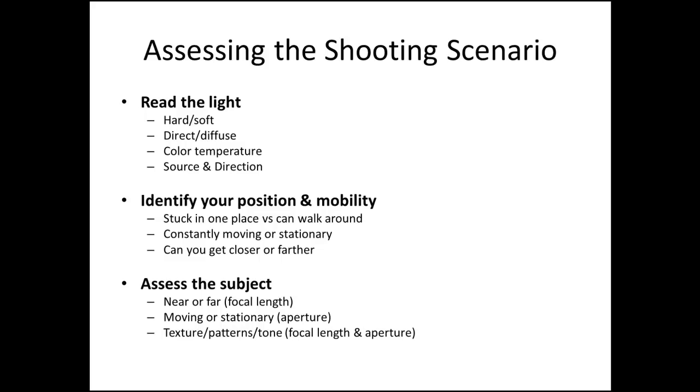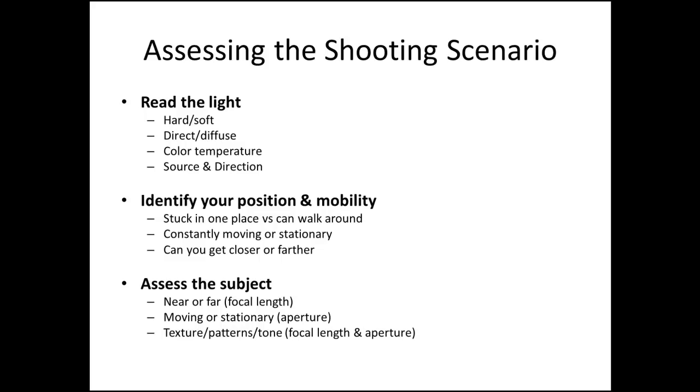What's the color temperature? Is it sunlight in the middle of the day? Is it sunlight at the end of the day? Is it actually fluorescent light? And what's the source and direction of the light? If you're in an indoor basketball court where light's coming from all around, that's very different than if you're shooting a sunset where the light's only coming from one direction. So that's the first step, reading the light.